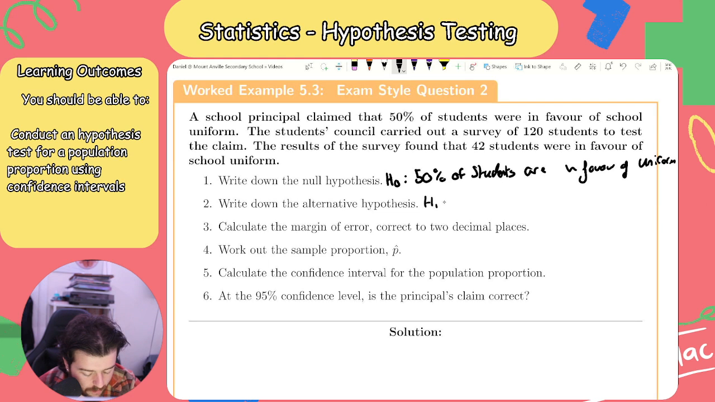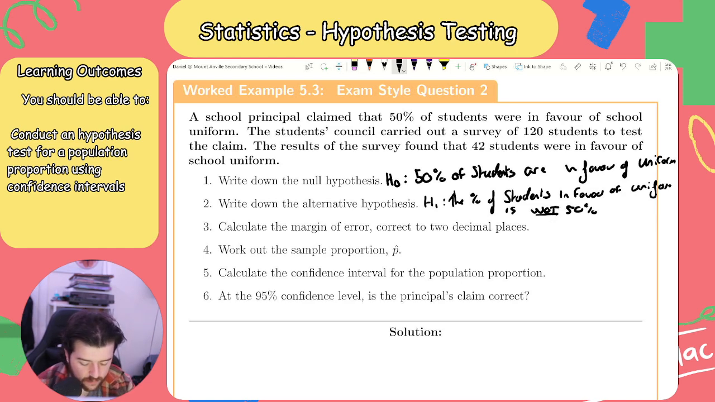My alternate hypothesis would be the percentage of students in favour of uniform is not 50%. Right, calculate the margin of error correct to 2 decimal places. Well, that is 1 over square root n. So what was my sample size? Well, they carried out a survey on 120 students. So that's my sample size there.